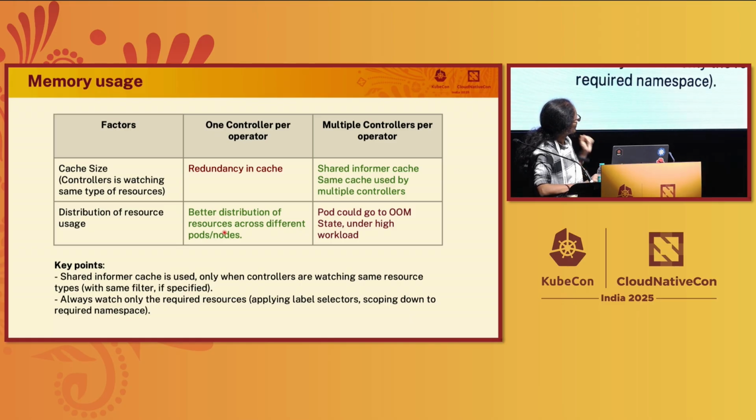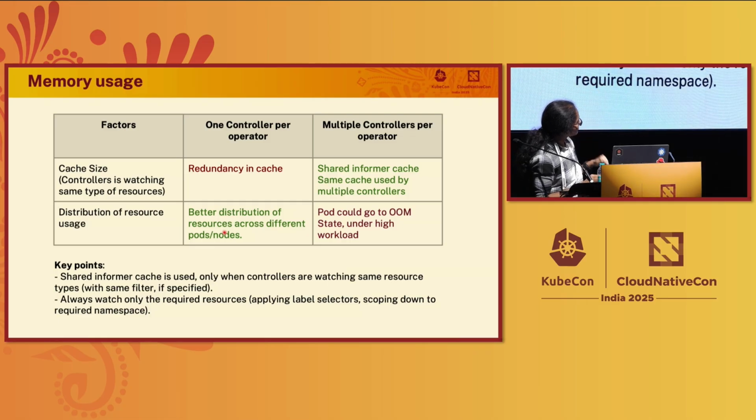First thing is your memory usage. If you choose one controller per operator, and consider cache size as one of the factors, there will be a redundancy in cache if there are multiple controllers trying to watch. If you have two controllers in two different pods, but both are trying to watch the same set of resources, and you could put them into the same operator pod yet choose to put them into separate operator pods, there will be a redundancy in cache, meaning higher memory usage. And if you put them into the same operator pod, there is a shared informer cache.